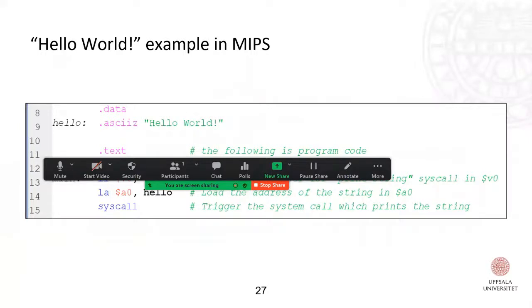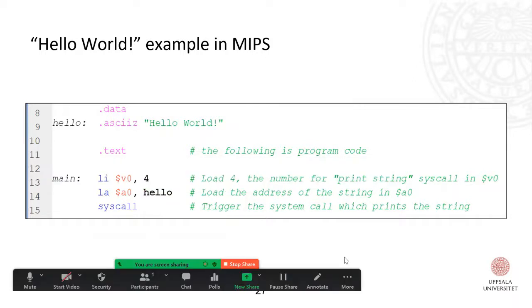So we saw already this example. The whole string will not fit in just one register because it might be very long. Even this short string cannot all fit in just 32 bits. So the address is already loaded in the A0 register.